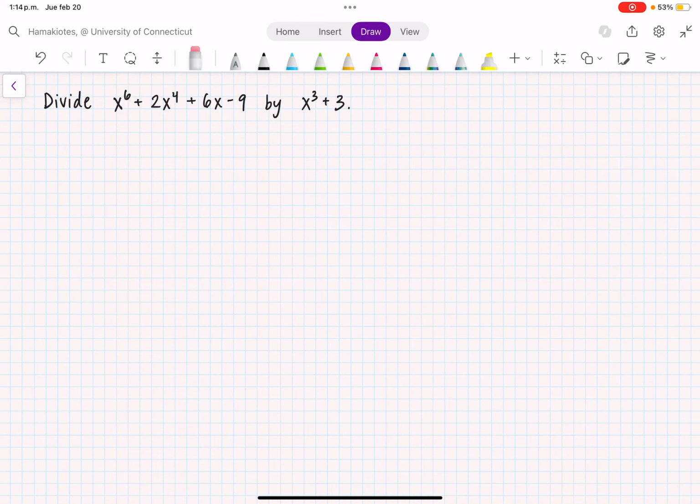In this video, we're going to divide the expression x to the 6th plus 2x to the 4th plus 6x minus 9 by x cubed plus 3. So how are we going to do that? Well, we're going to use some polynomial long division.